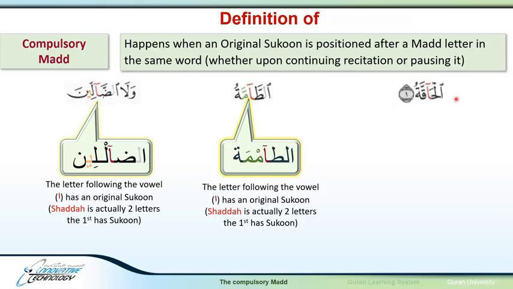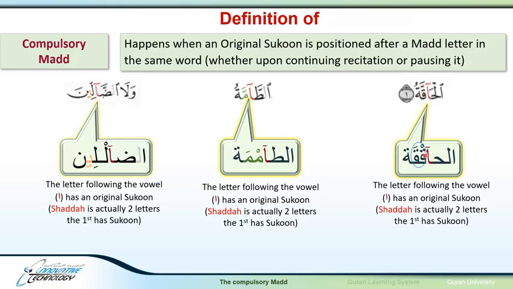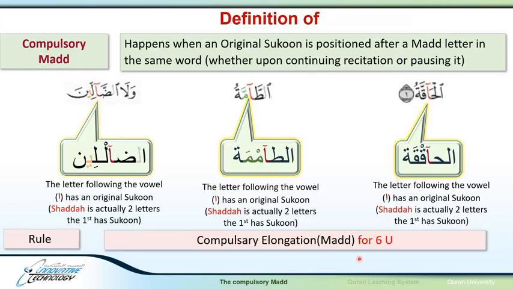Another example is al-haqqa. If we look at the alif here, we'll find that the qaf following it has original sukun because it is part of a qaf with a shadda, which is actually two qafs. First one with original sukun followed by a qaf with a fatha. So the shadda has, as we've said, two letters, the first with original sukun. Now in all these cases, the original sukun is part of the shadda and thus accordingly should have the rule of compulsory med applied on it. And that hukum, that rule to be applied, is to have a compulsory elongation, a med, for 6 units.